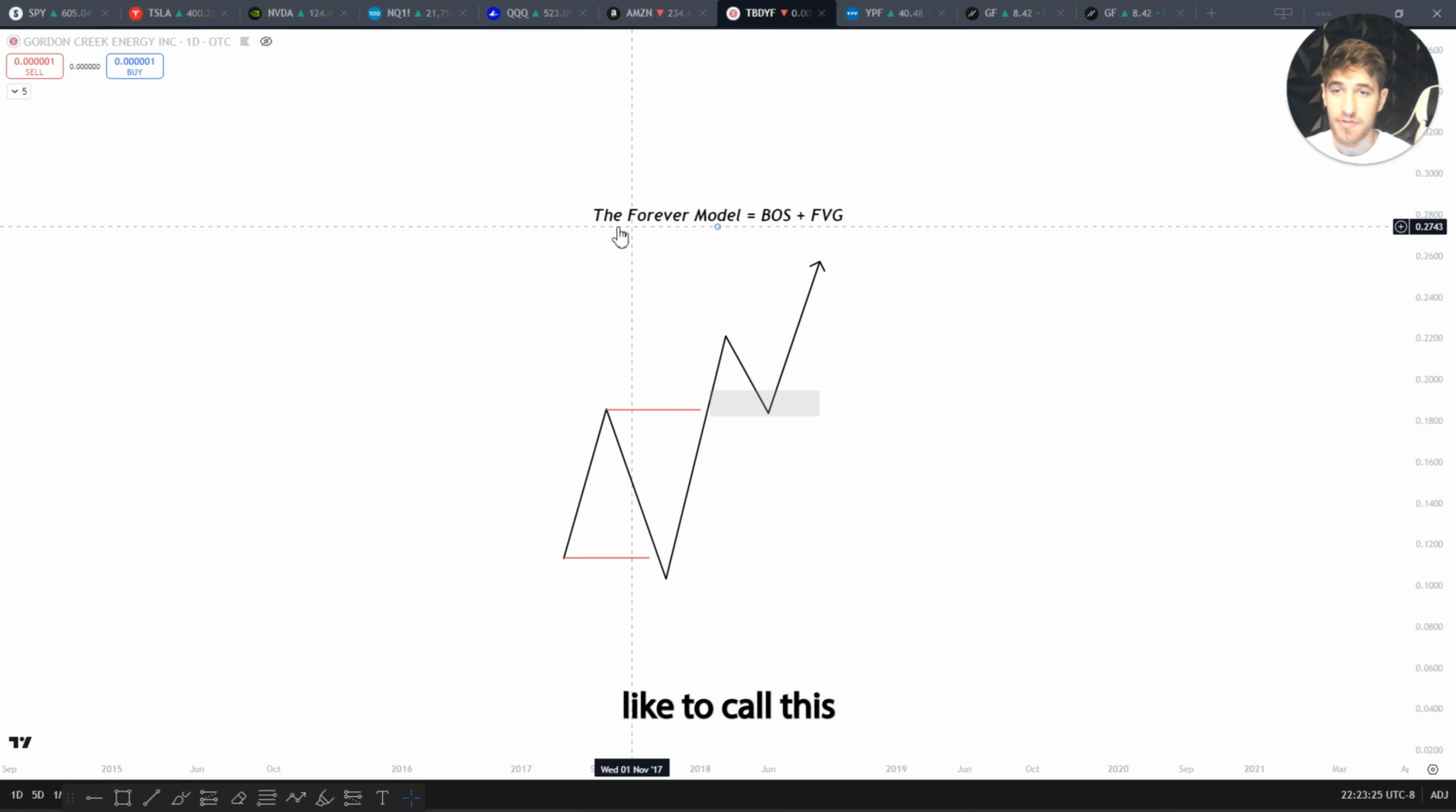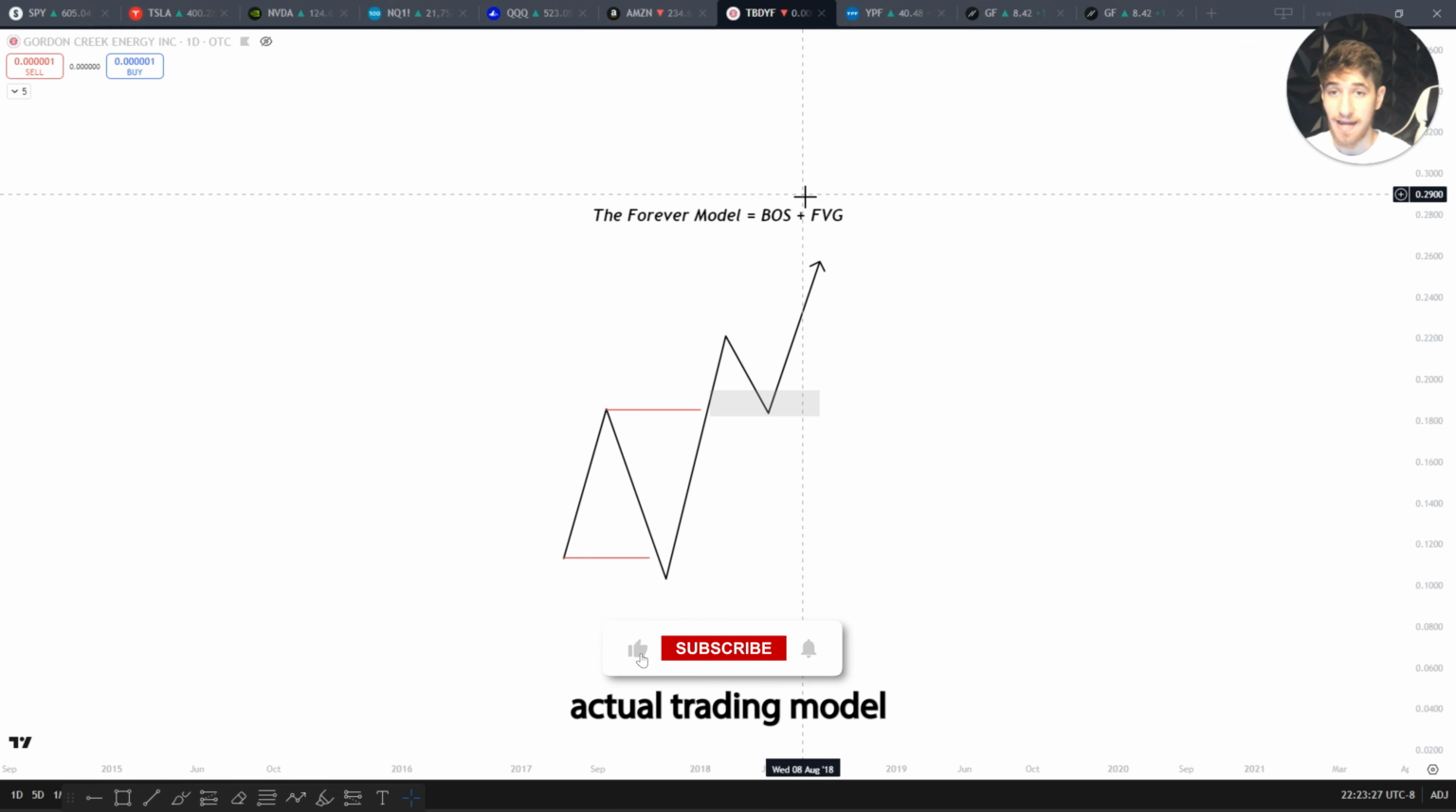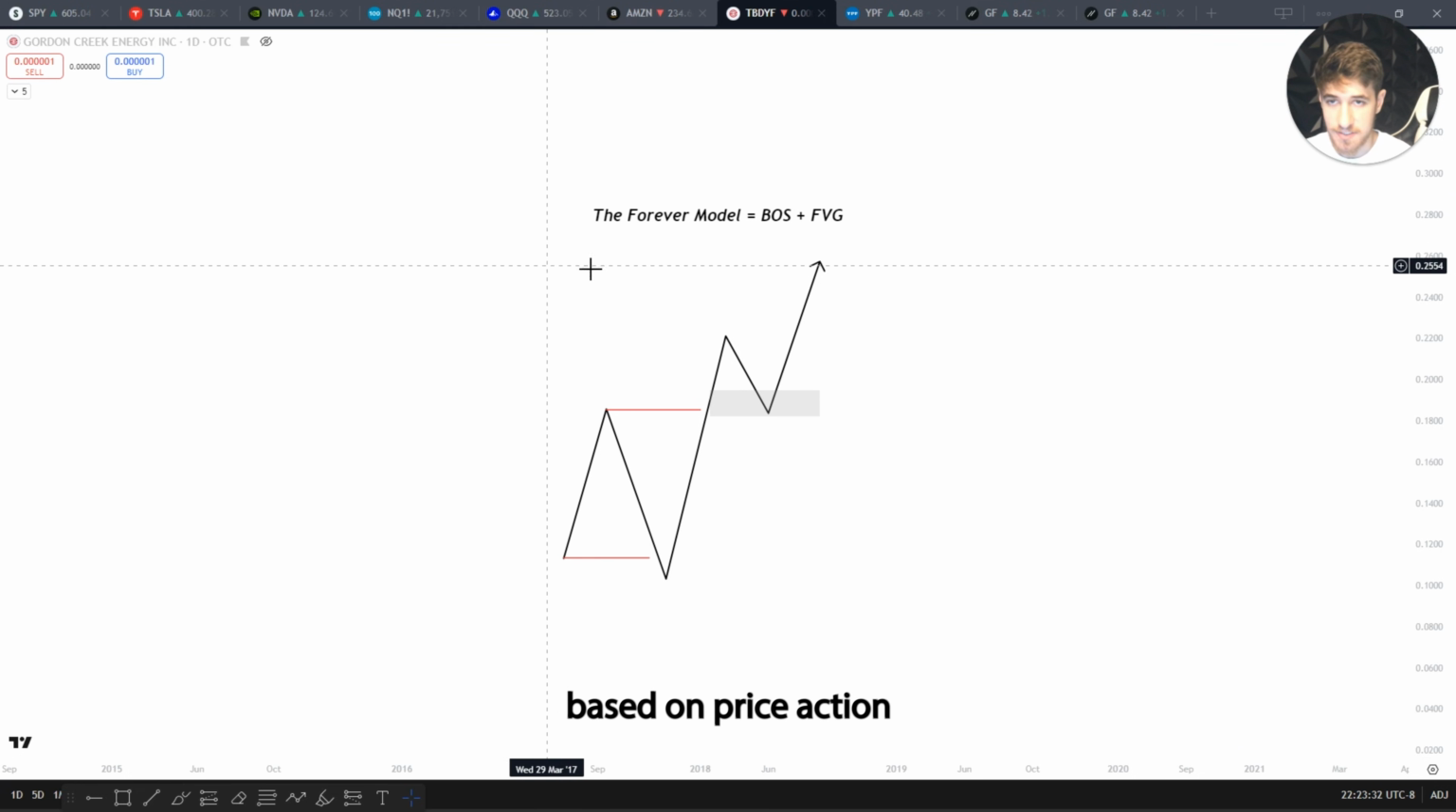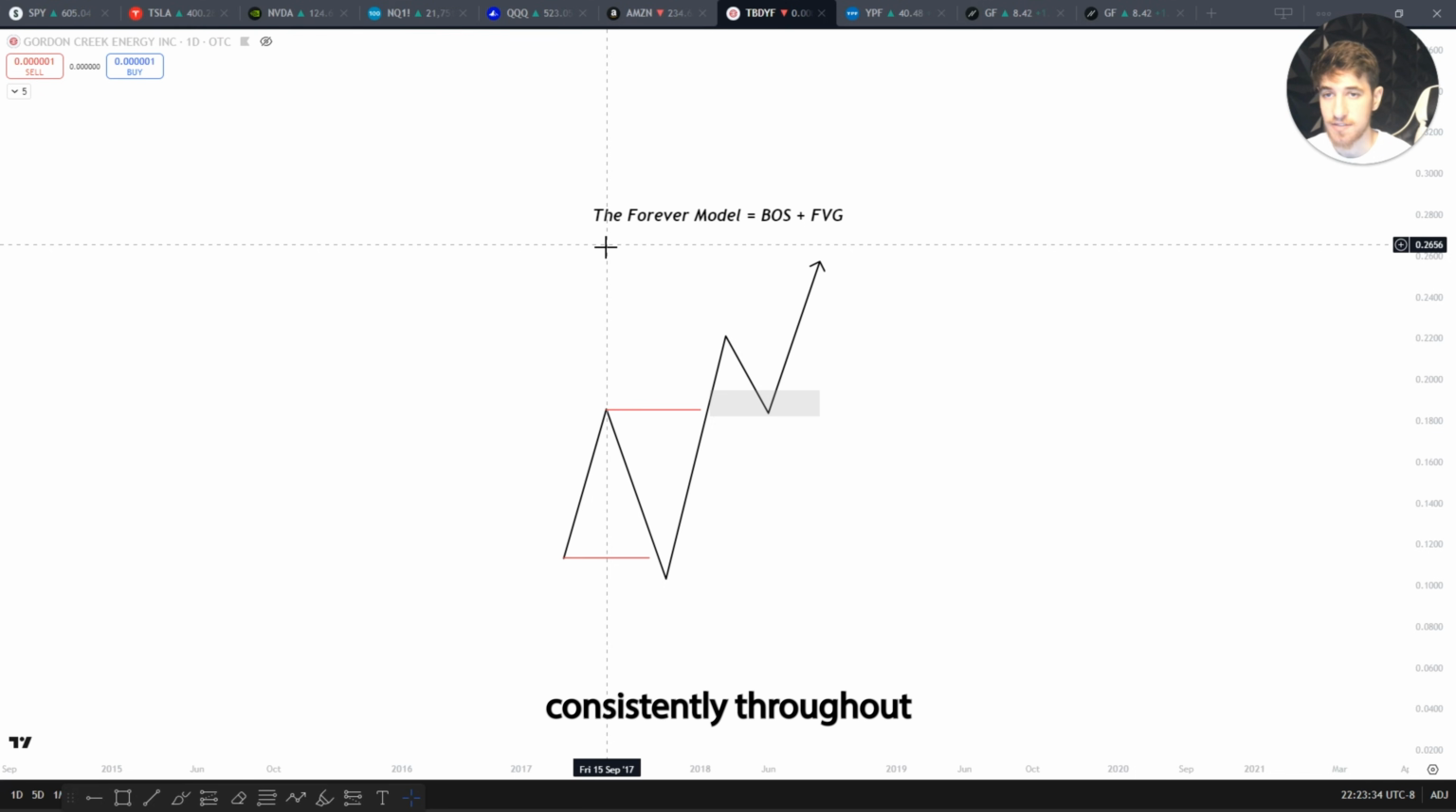And I also like to call this the forever model because this is an actual trading model that can last literally forever. It's never going to go away based on price action, and it works consistently throughout the years.